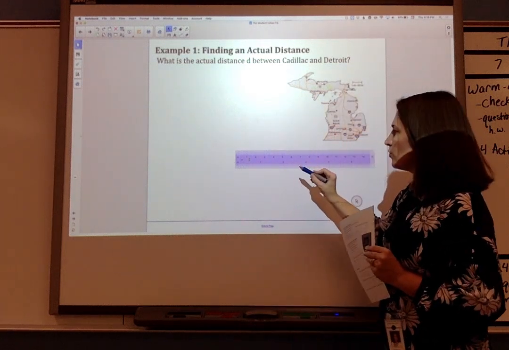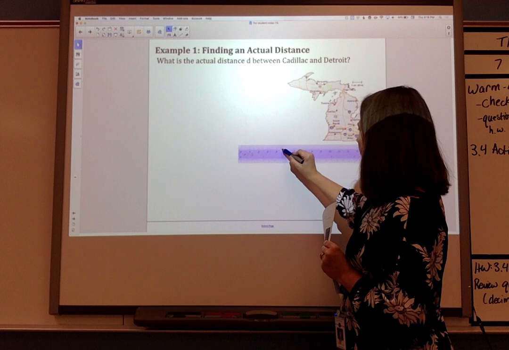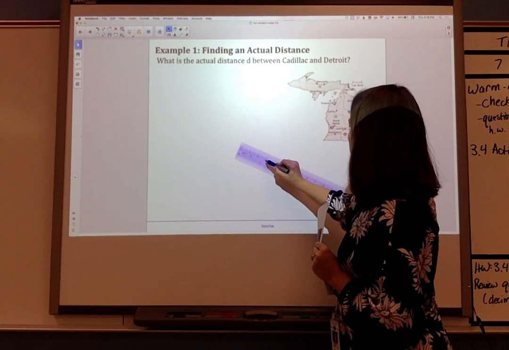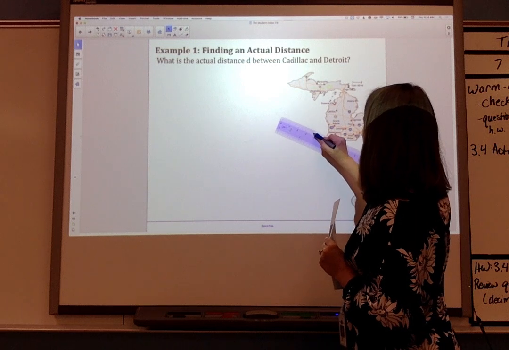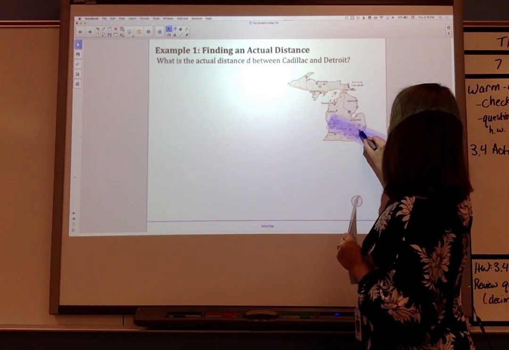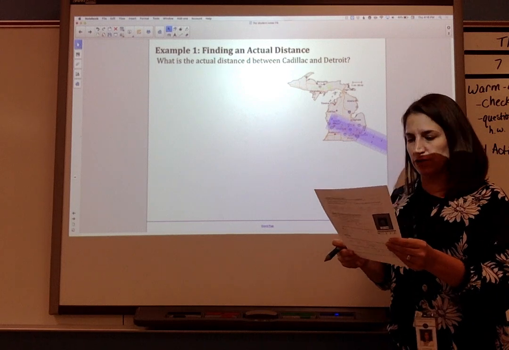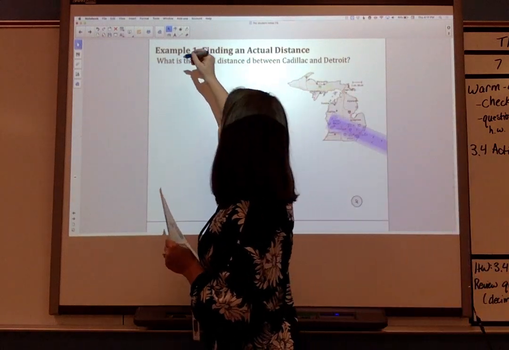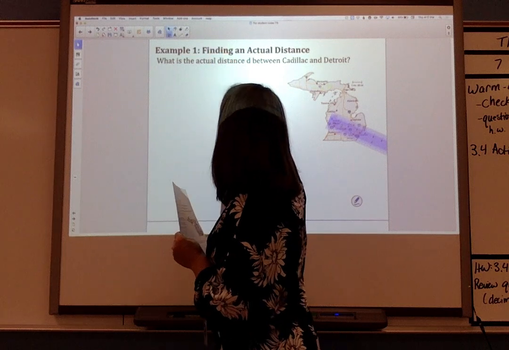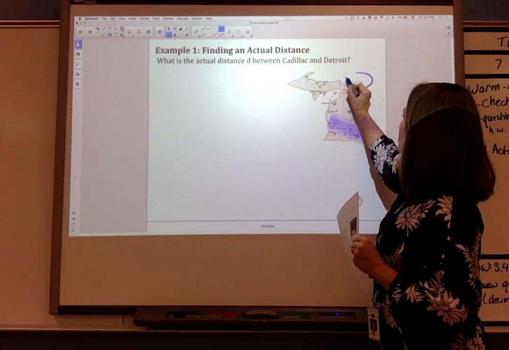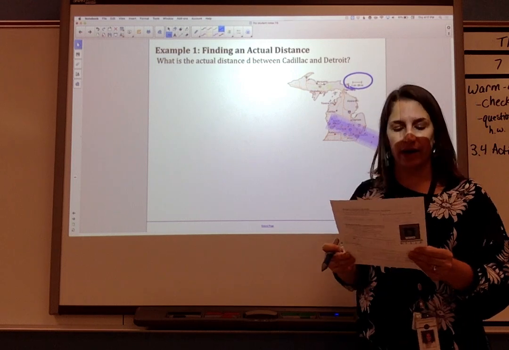So you're going to use your ruler and measure in centimeters the distance between those two cities. And it should be 3.5 centimeters if you're measuring that. So 3.5 centimeters. And we're going to use this scale that they tell us here. 1 centimeter equals 50 miles.